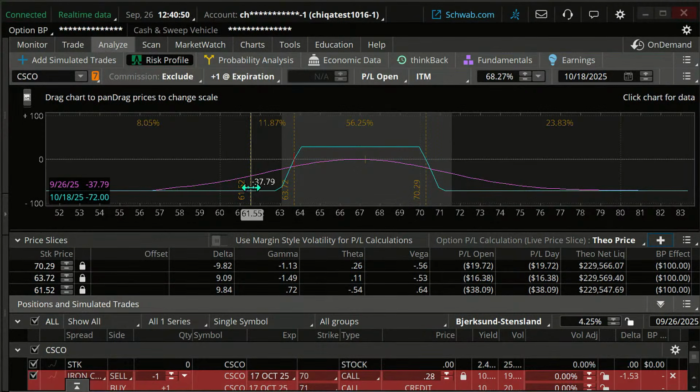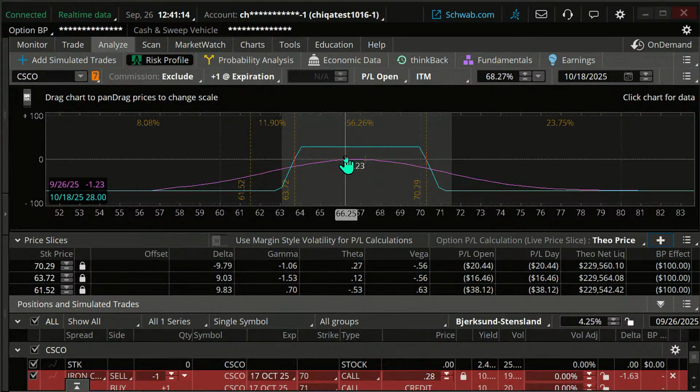That's how that is. Okay, but we can see this is a higher probability trade. Maybe it looks good to you, maybe it doesn't. You can see we're risking more. There's a bigger distance between the break even and the max loss point than the break even and the max gain point. So we're risking more than we're potentially gaining, but it is a higher probability trade.